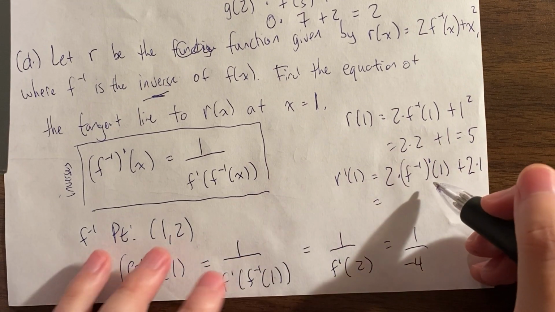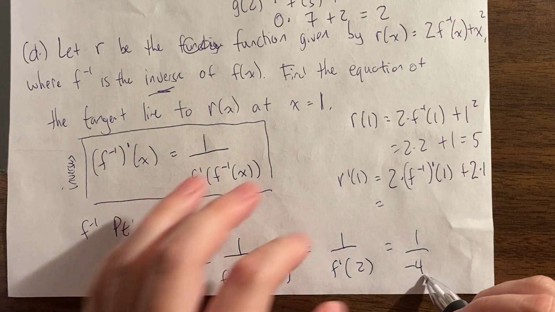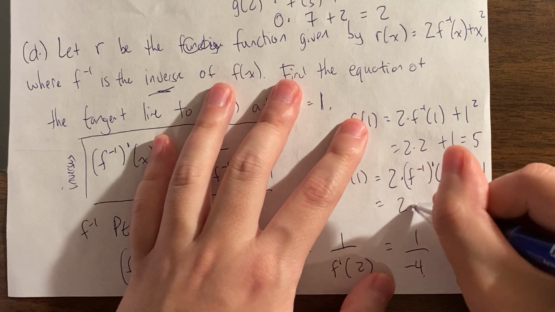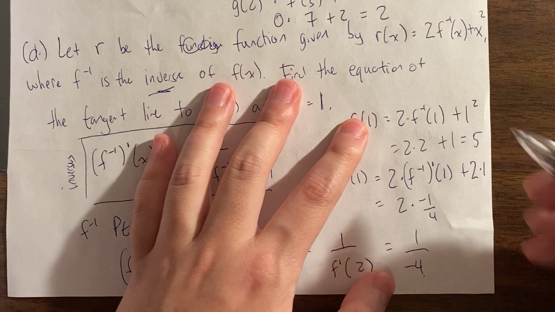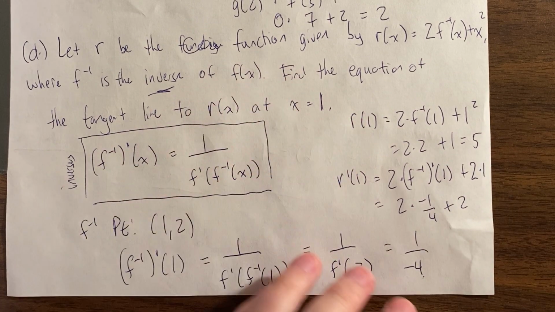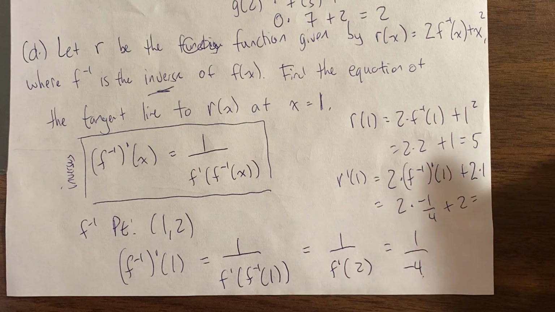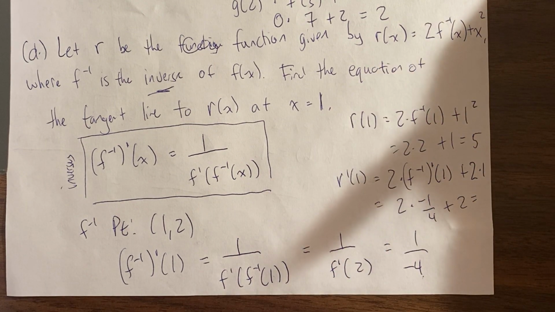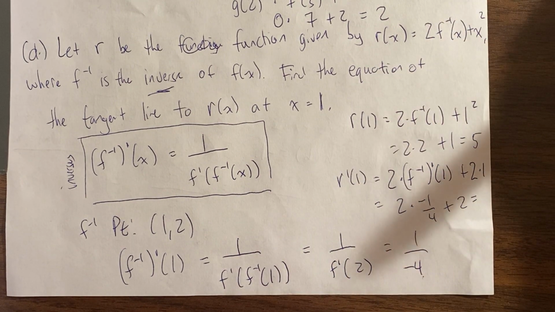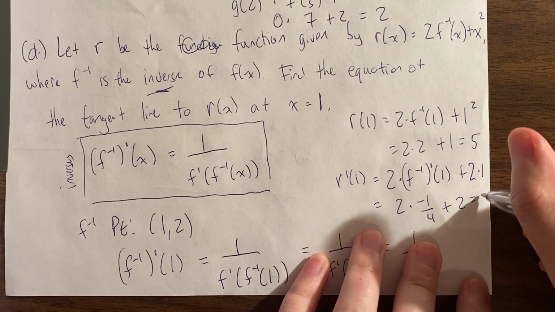Now, we need to know f inverse of 1, but we just found that. That's negative 1/4. So that's why we did it beforehand, to make everything a little bit simpler. Now we just have to do a little bit of fraction work, which isn't trivial. 2 times negative 1/4 is negative 1/2, plus 2 is equal to 3/2.